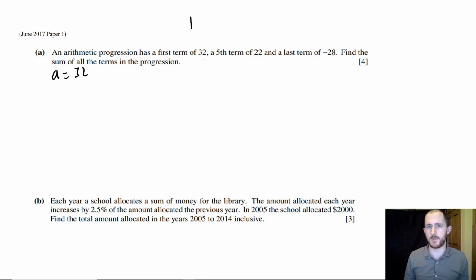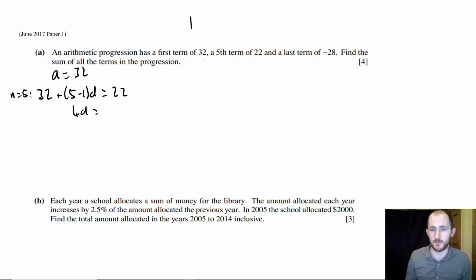So the last term thing is a bit more obscure, but there are a few things that we can do with that. So the fifth term, so remember we have a plus n minus 1 d, so I'm actually going to write n equals 5, just to make it super clear, plus 5 minus 1, and then whatever d is, should equal 22. So subtract 32, so we have 4d equals minus 10. So d is equal to minus 2.5. Cool. And then the last term of minus 28.